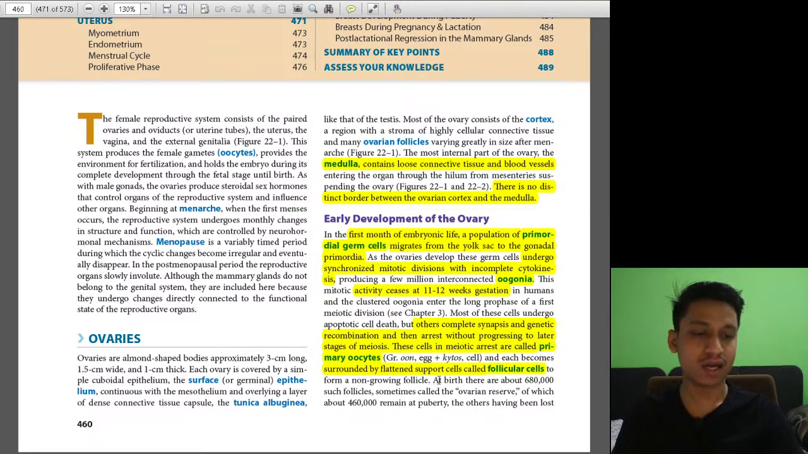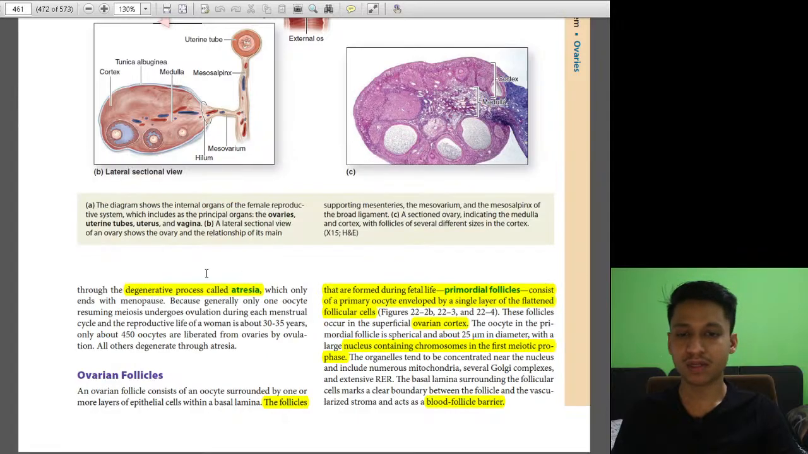We understand, at birth, there are about 680,000 such follicles, sometimes called the ovarian reserve, of which about 460,000 remain at puberty. The others have been lost. As I said, most of them undergo apoptotic cell death. They are lost through a degenerative process called atresia. So this loss of oogonia is called atresia. This is a degenerative process which only ends with menopause.